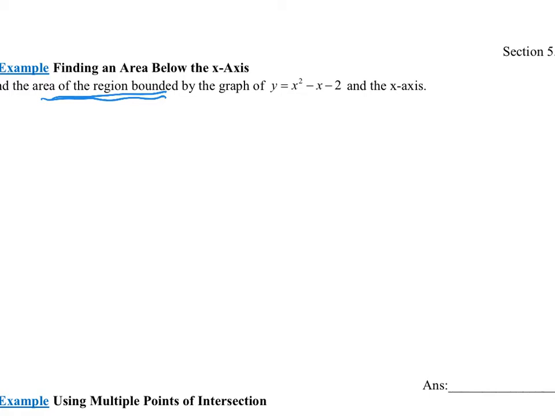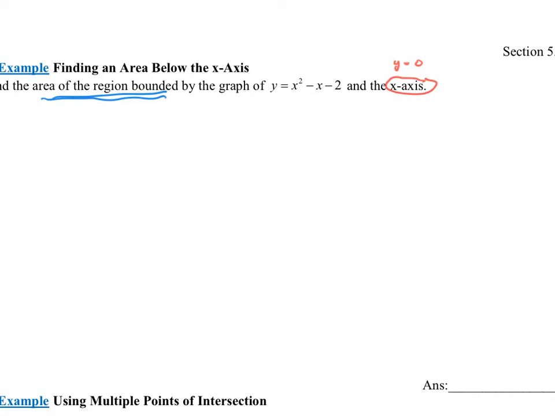The second thing is I need to know what the x-axis is. Well, the x-axis is the horizontal line, y equals 0. So my second function is y equals 0. So my two functions are x squared minus x minus 2. My second function is 0, or y equals 0.